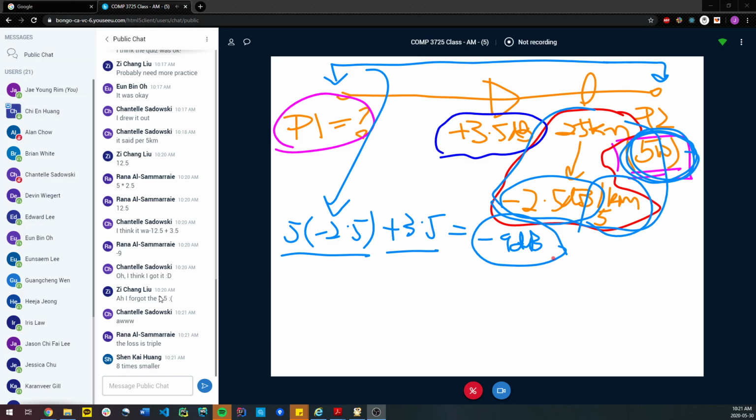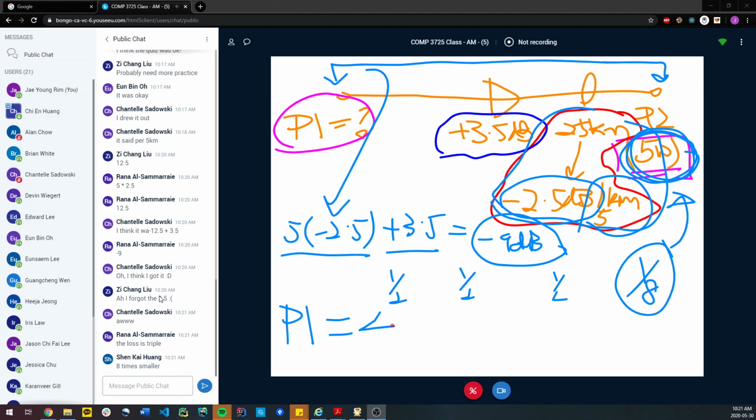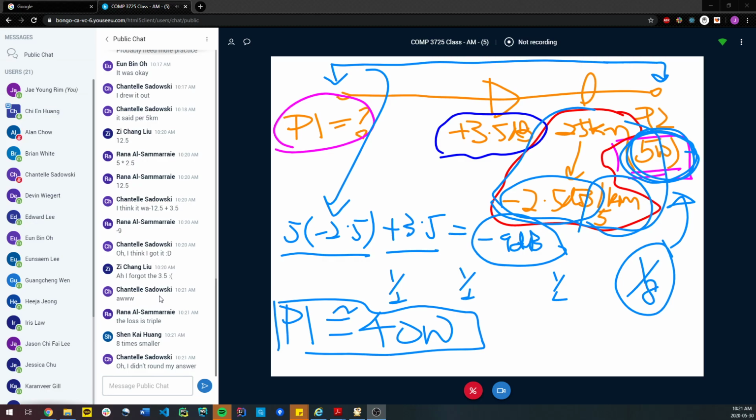Exactly. Which means along the way it lost half, and then it lost half again, and then half again. Which means it is now at 1/8 the power. So really, P1 equals 40 watts. So you could have solved it that way, and then you got full marks. No, you don't have to round it.